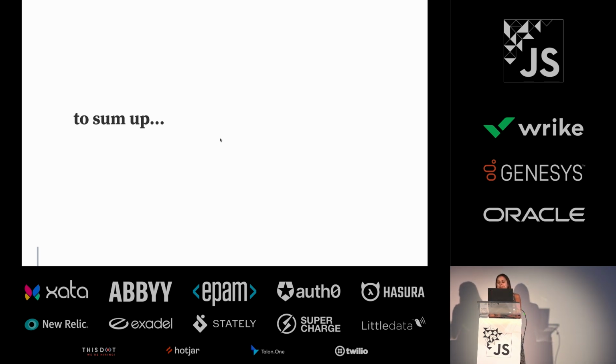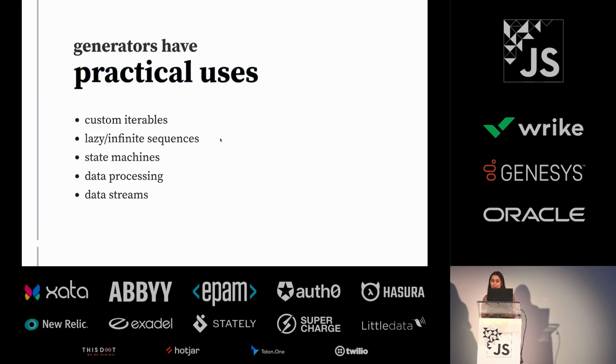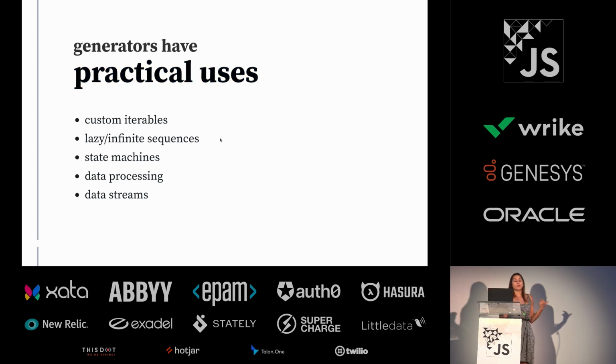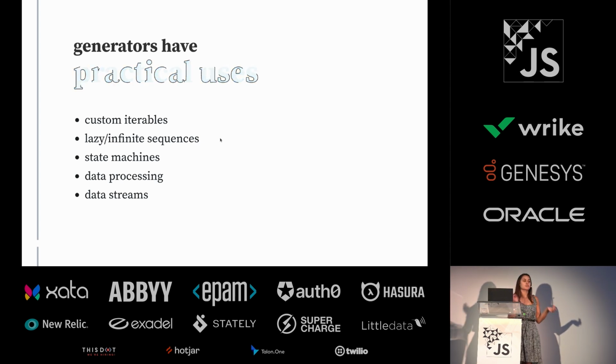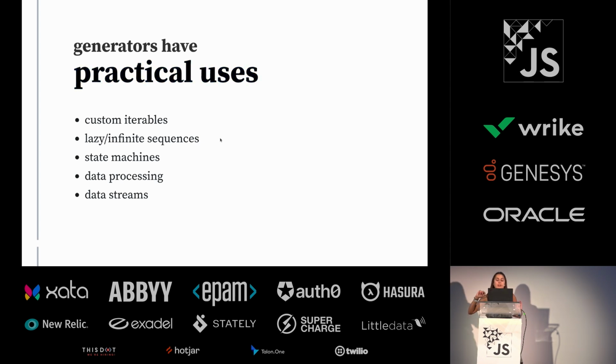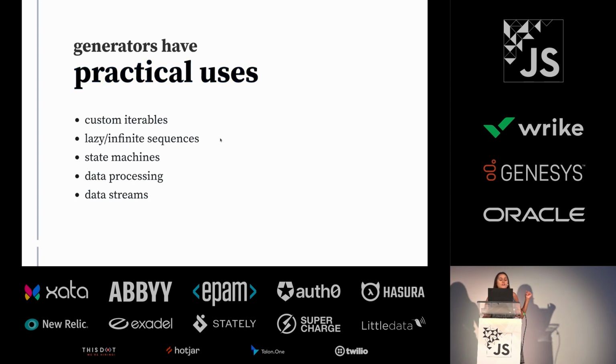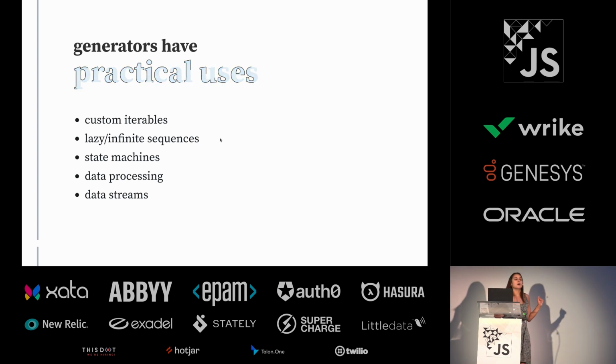Sorry that we're a couple minutes over, but to sum up, the practical uses that we've seen for generators: they can help us implement our own custom iterable data structures. Those could be lazily evaluated, those could be infinite, those could even be recursive, like we saw before. We can use generators to remember state, so we can treat them like state machines. We can do data processing with them. We can even kind of power streams with data.